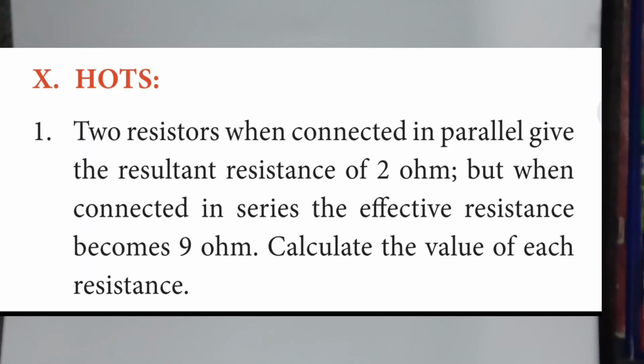The question number 1 is two resistors. Let me read out the question first. Two resistors when connected in parallel give the resultant resistance of 2 ohm, but when connected in series the effective resistance becomes 9 ohm. Calculate the value of each resistance. This is the question. So here we have two resistors, right?